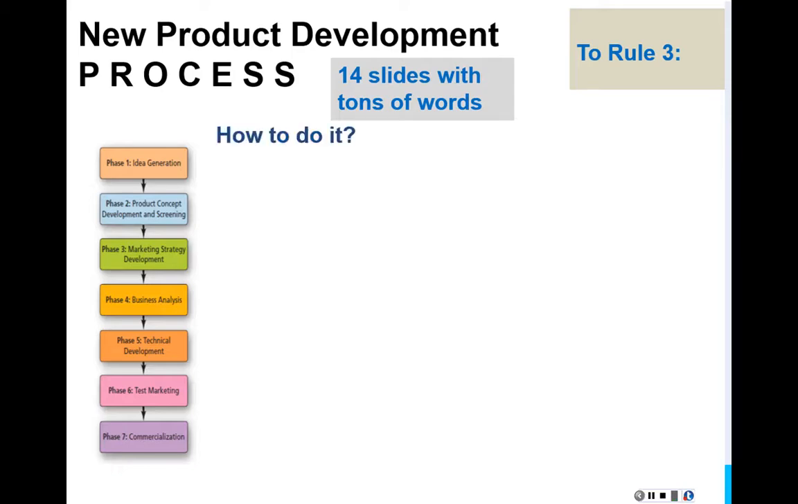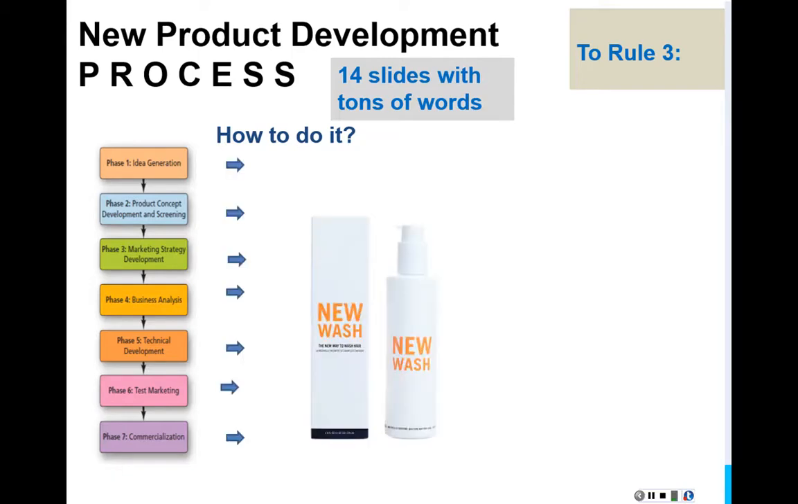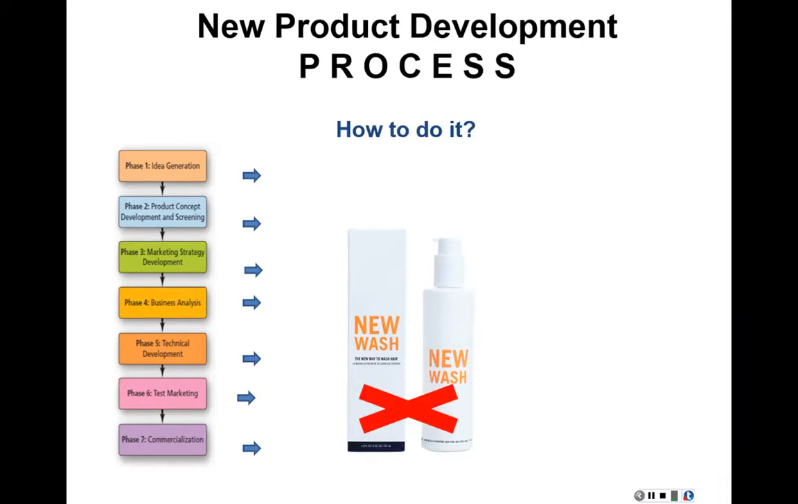Now here is the new product development process, and originally this was 14 slides with tons of words. So I just took the diagram, like I did for one of the previous topics, and now I would just explain each step, and I would of course take a product. Here is a product, a new wash shampoo, and because it's a new product I thought that would be interesting to students. Tell you what, not at all. It's not interesting at all.